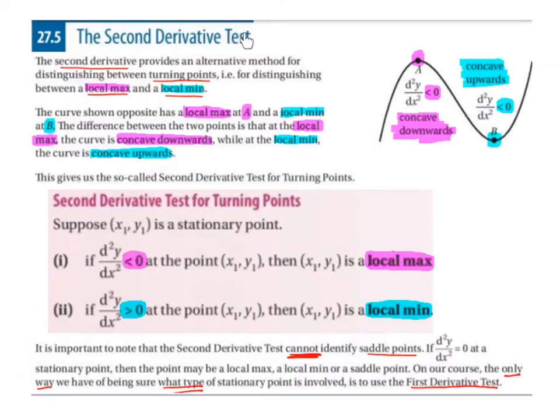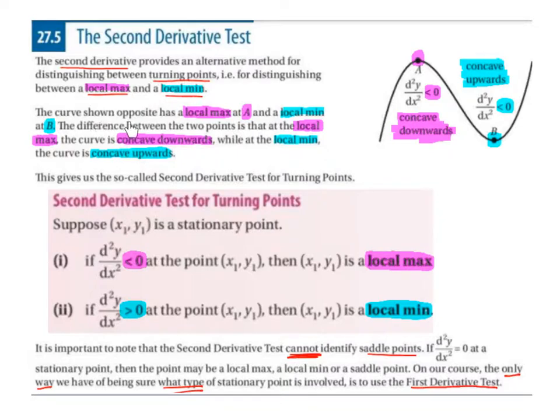The second derivative test. The second derivative provides an alternative method for distinguishing between turning points, i.e. for distinguishing between a local maximum and a local minimum. The curve opposite has a local max at A. So here's our curve, it's cubic, and here's A, our local max, and a local min at B. So there's our local minimum at B.